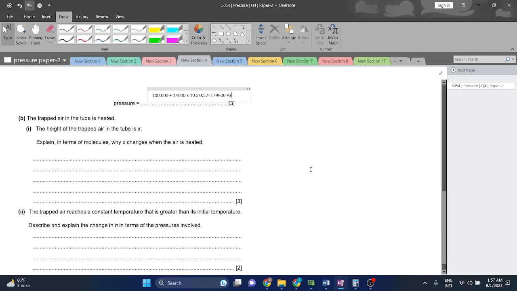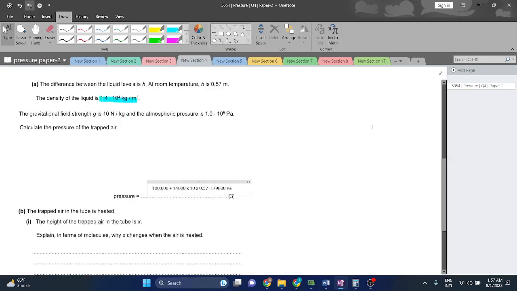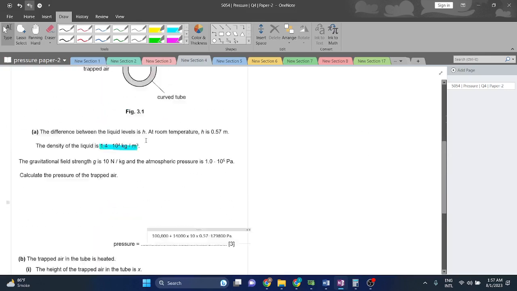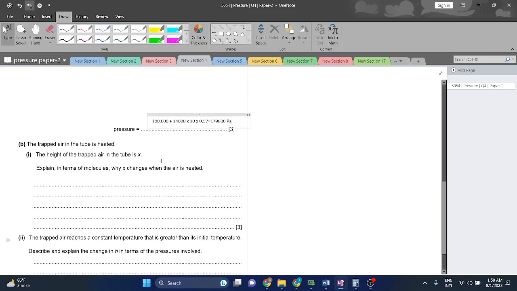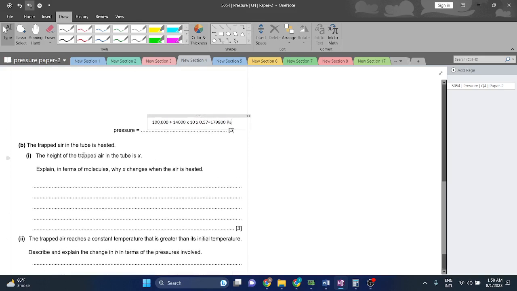The trapped air in the tube is heated. The height of the air in the tube X. Explain in terms of molecules why X changes when the air is heated.